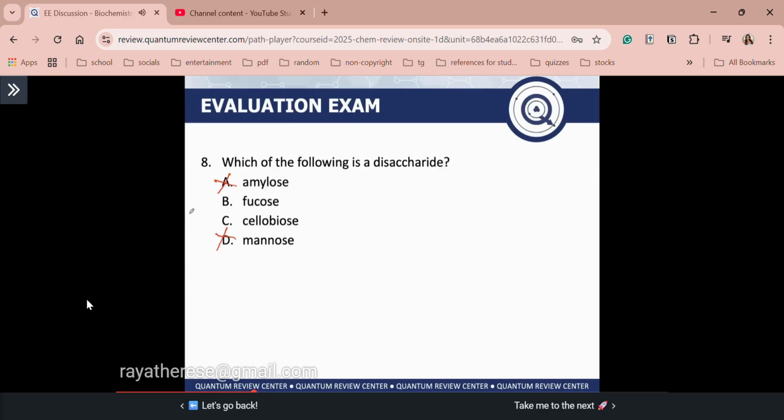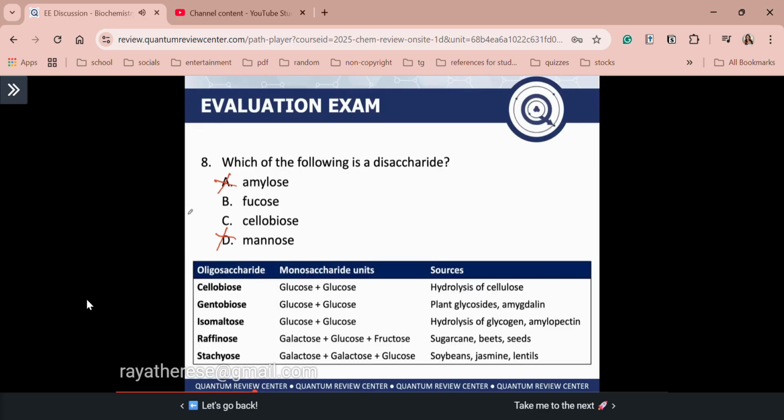Okay, so again, D is actually a monosaccharide. Class, it's just between B and C. And if you remember, we discussed this briefly in our crash course. So the answer for number 8 is actually cellobiose. So check the monosaccharide units, that's just 2 monomeric units of glucose.